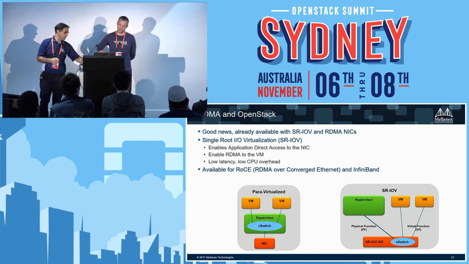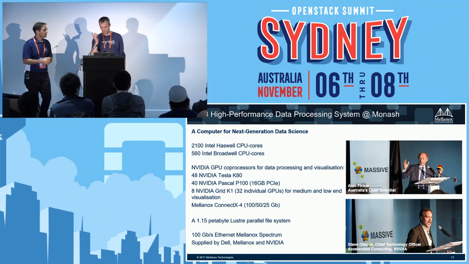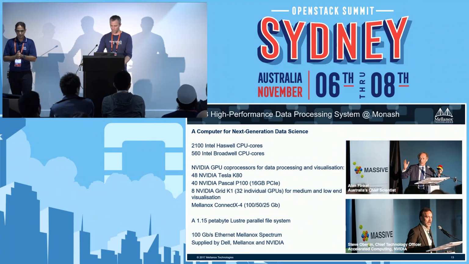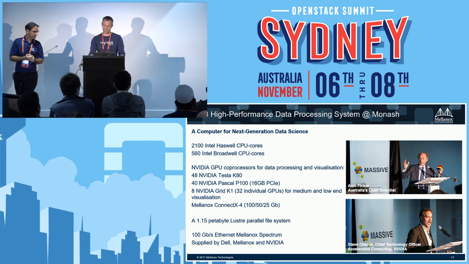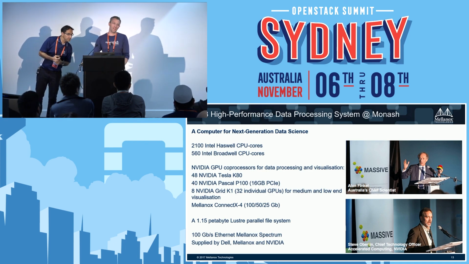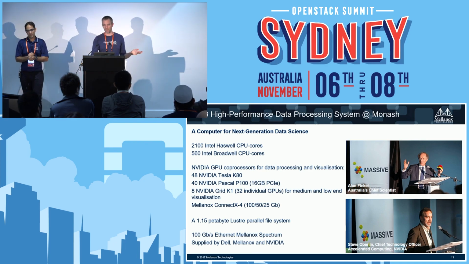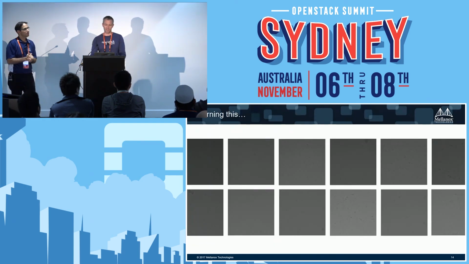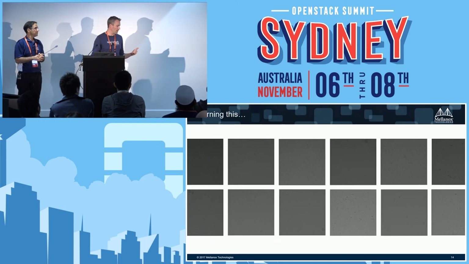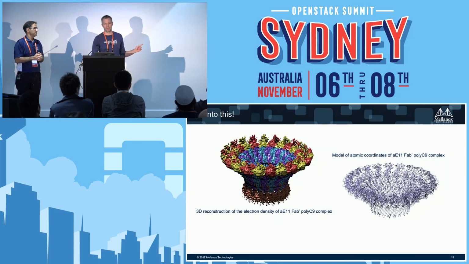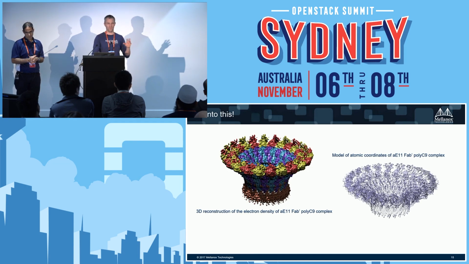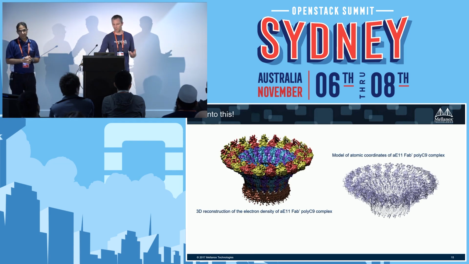Okay, so I won't say too much about this, but at Monash, we have a system which is dedicated to high-performance data processing. It was not initially built for a deep learning workload. It was initially built to take this and turn it into this. So this is cryo-electron microscopy. But the key thing is that the platform that we've got here lends itself very well to deep learning workloads as well.